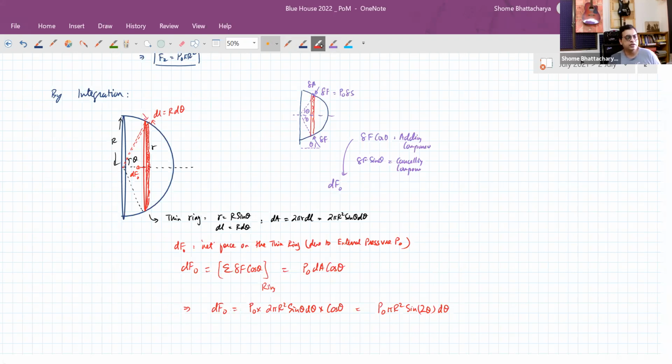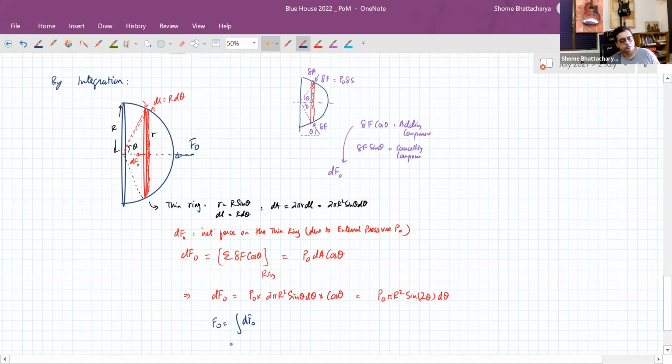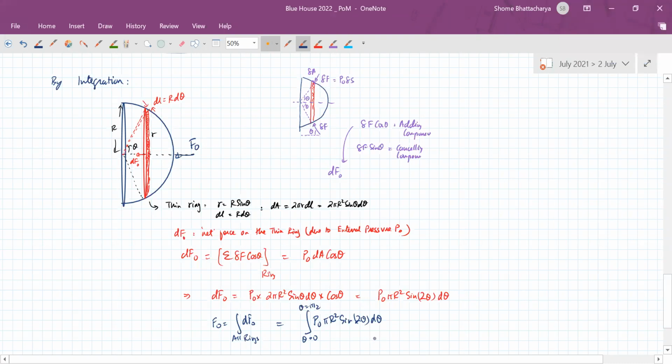So now the net force that is acting because of external pressure on this entire hemisphere will come from integrating this for all the rings on the hemispherical surface. So on the hemispherical surface, the rings are such that theta starts from 0 going up to theta equal to pi by 2. So this is the surface integral, right? This is a surface integration, yes.